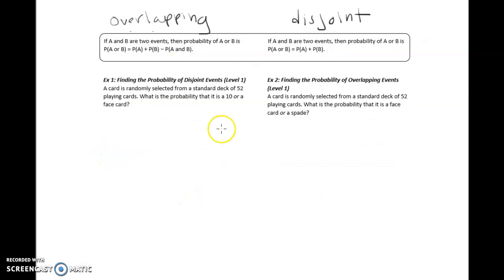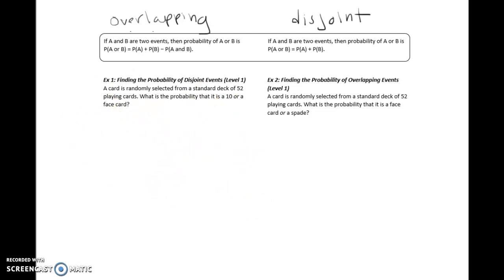All right, so we have a couple examples here. It says a card is randomly selected from a deck of 52 playing cards. What is the probability that you pick a 10 or a face card? This question does require you to have knowledge of a basic deck of cards.